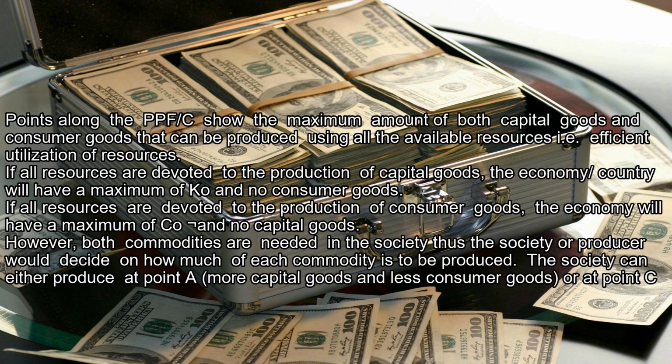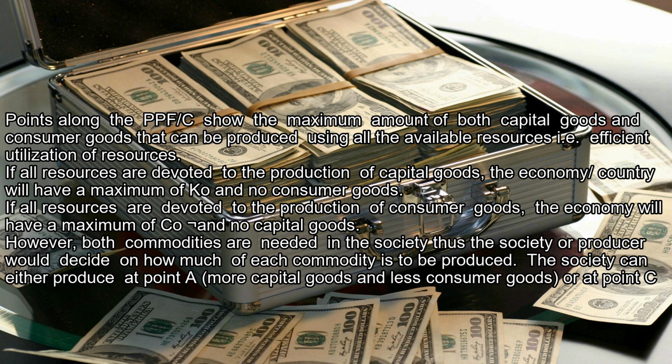Points along the PPF/C show the maximum amount of both capital goods and consumer goods that can be produced using all the available resources, i.e. efficient utilization of resources. If all resources are devoted to the production of capital goods, the economy/country will have a maximum of and no consumer goods.